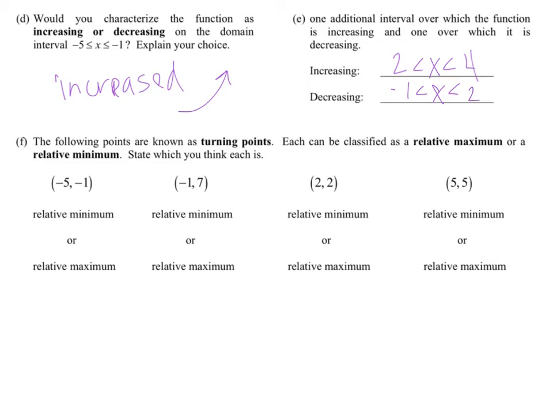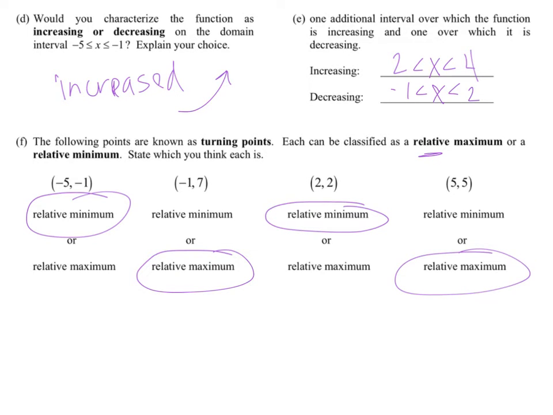All right, so the following points are known as turning points. Each can be classified as a relative maximum or relative minimum. The relative means that it is a peak, but it may not be the highest peak or the highest vertex, and it may not be the lowest minimum either. So (-5, -1) is going to be a relative minimum. (-1, 7) is going to be a relative maximum. (2, 2) is a relative minimum, and (5, 5) is a relative maximum.